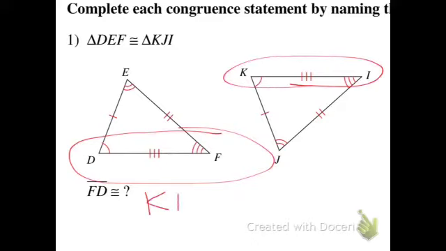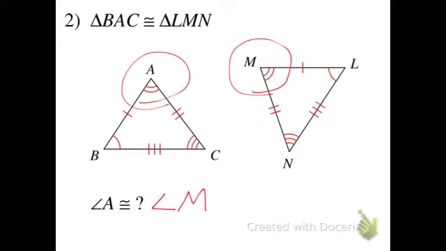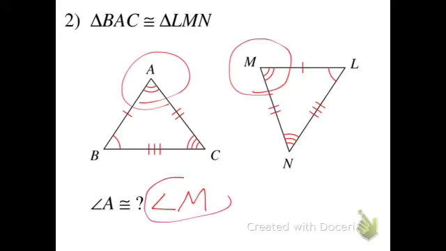That is side KI. And make sure you put that line over the top, because that means it's the segment, the line segment, KI. On to angle A is congruent to what angle? Well, A has the double arc in the corner there, and on the other one, that's angle M, so that's going to be your answer, angle M. Make sure you put that little angle symbol there, right in front of the M.